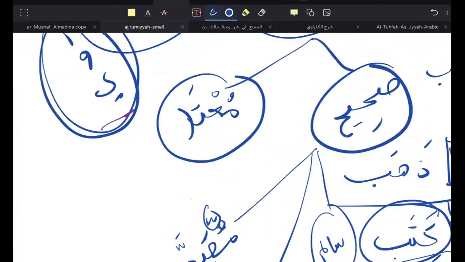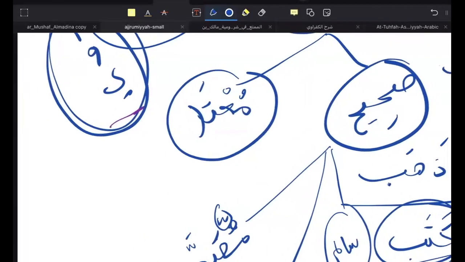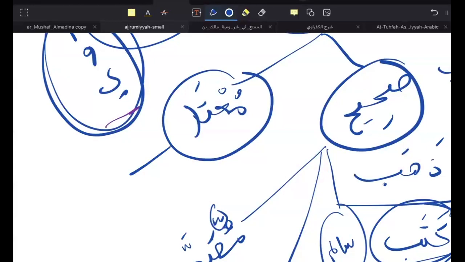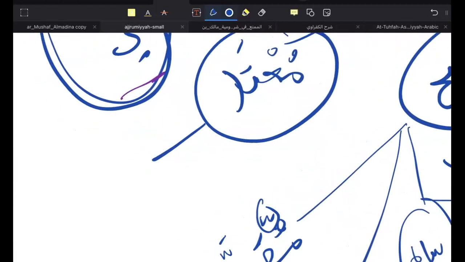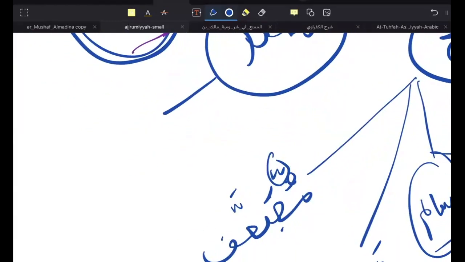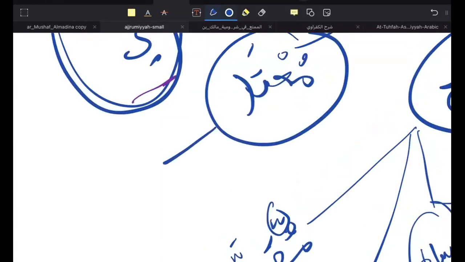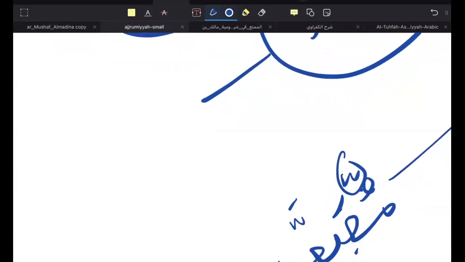So what happens when you go to mu'tal? Of course, mu'tal means you have one of these letters somewhere, either in the beginning, in the middle, or at the end. Guys, if I start talking about mu'tal, we will be stuck here for the rest of the day, or maybe a few more days, because mu'tal is a big problem. So for example, we have wajada, right?